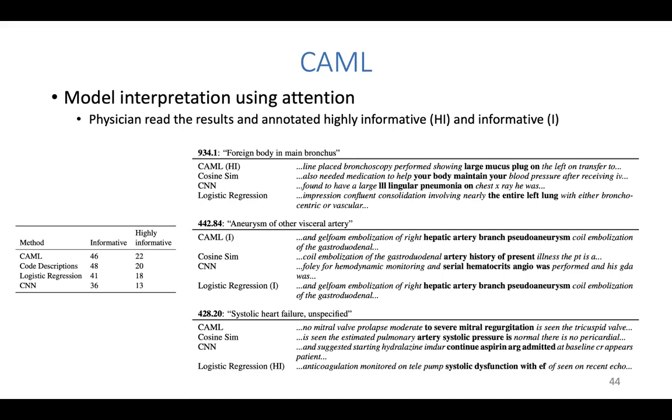And this is the case where all the models predicted 934.1, which is foreign body in main bronchus. So this is one of the ICD-9 diagnosis codes. And different models have different ways to interpret them. For example, for logistic regression, you can just look up the coefficients, which ones are the most important features. And for camel, you can simply look up the attention values. Then they gave these examples to an actual physician to read the most prominent sections of the text, which are in bold type here, and annotate whether they're highly informative or just informative.